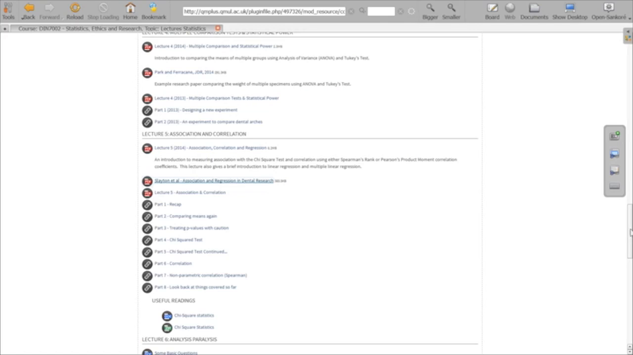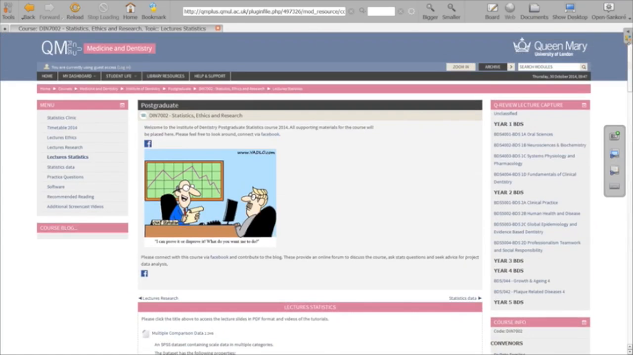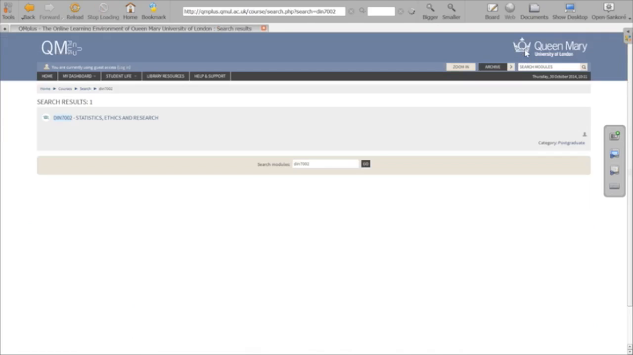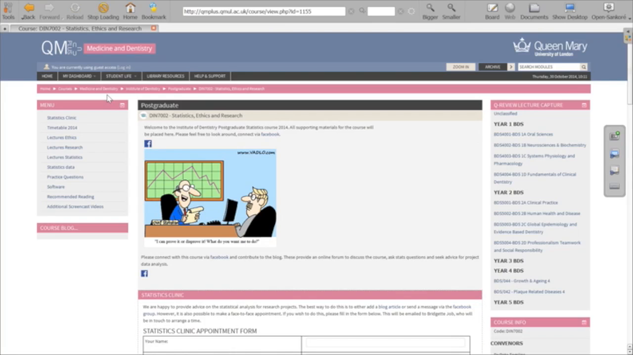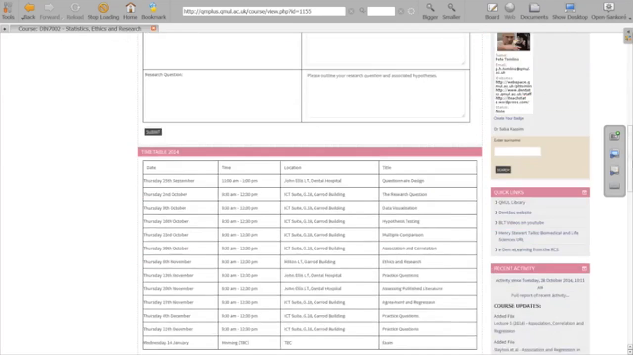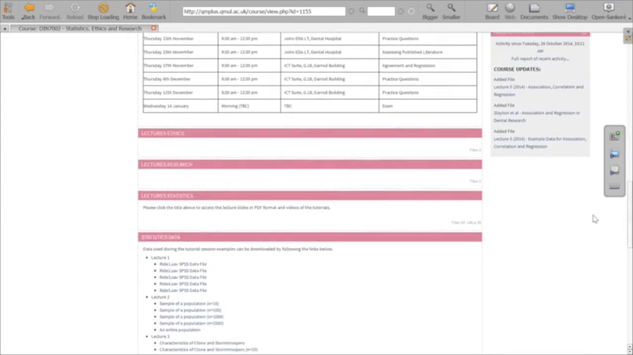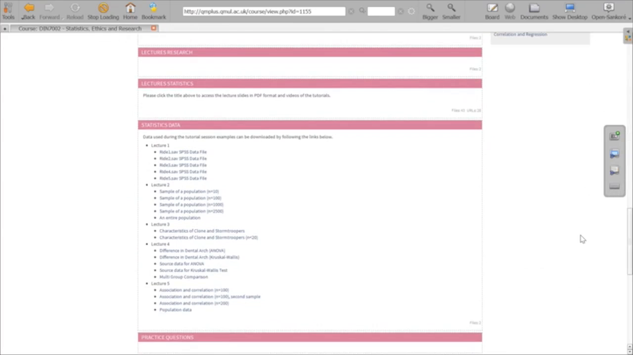And if you are at the QM Plus website for the course, remember you can find it by typing into the search bar DIN 7002, DIN 7002. You search for that, the course comes up, and you get the familiar graphic at the top of the page. And then if you scroll down to statistics data, once again, you'll see last year's data sitting there, and it's not that data that you want.